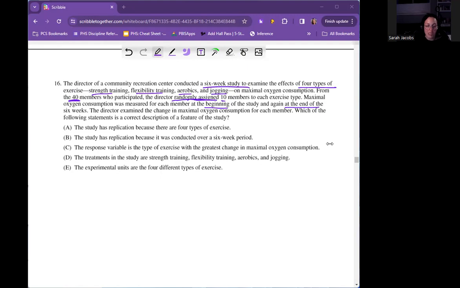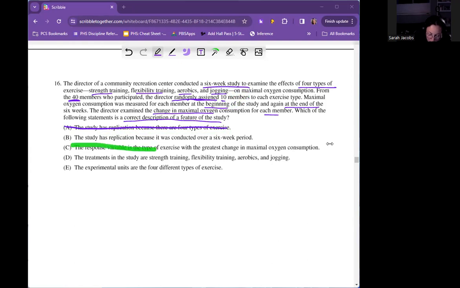We're hitting our components of a well-designed survey or a well-designed experiment. The director examined the change in maximal oxygen consumption for each member. It's probably doing matched pairs. Which of the following statements is a correct description of a feature of the study? Okay. So the study has replication because there are 4 types of exercise. No, the study has replication because there's more than 1 member assigned to each exercise type. We have 10 members with each exercise type, not because there are 4 types of exercise.